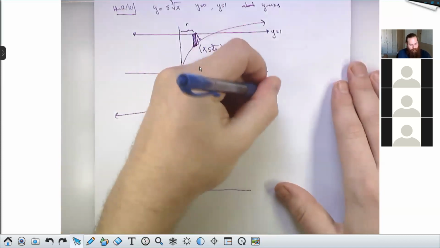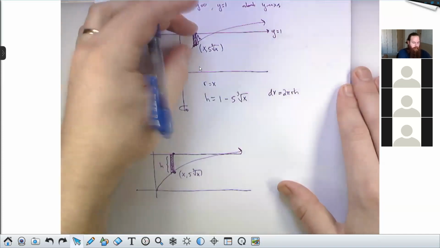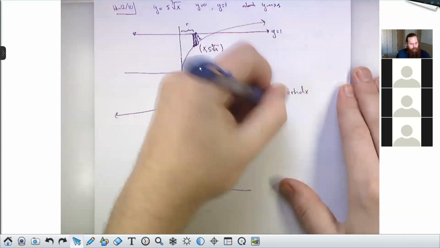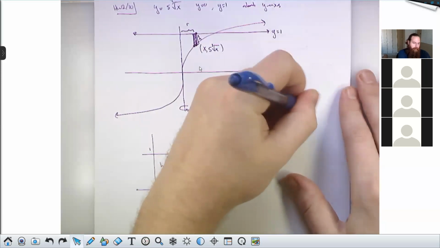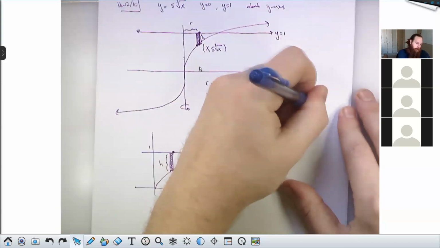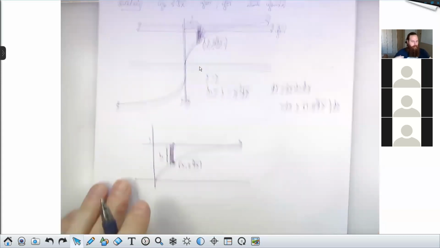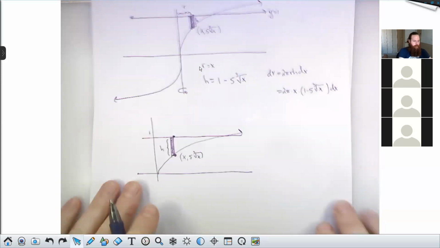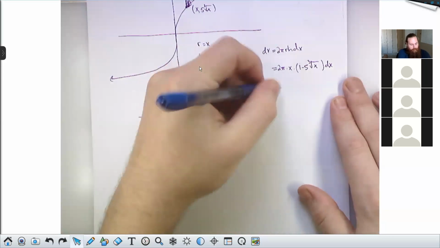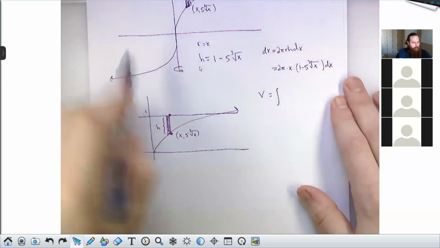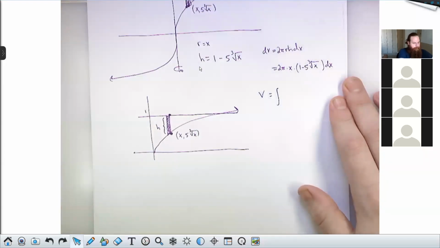So then your dV is 2 pi r h, and in this case, the thickness of my strip is dx. So that's 2 pi times x times (1 minus 5 times the cube root of x) dx. And then the last thing I'll do here is just write down what the actual volume integral is. I won't finish it because I know we are over time. V will be the integral of dV taken from the smallest x value in my region up to the largest x value in my region.